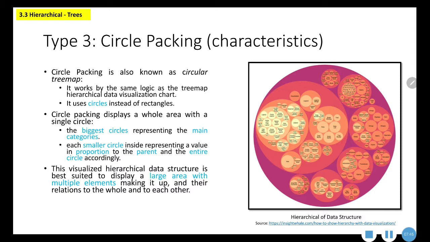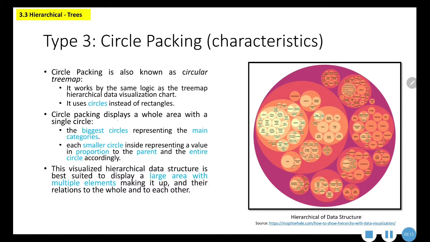The third type of hierarchical trees diagram is circle packing. Circle packing is also known as circular tree map. So this slide explains the characteristics of circle packing. It works by the same logic as the tree map hierarchical data visualization chart, but it uses circles instead of rectangles.